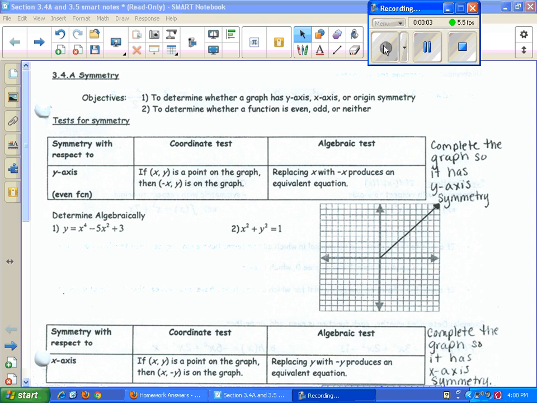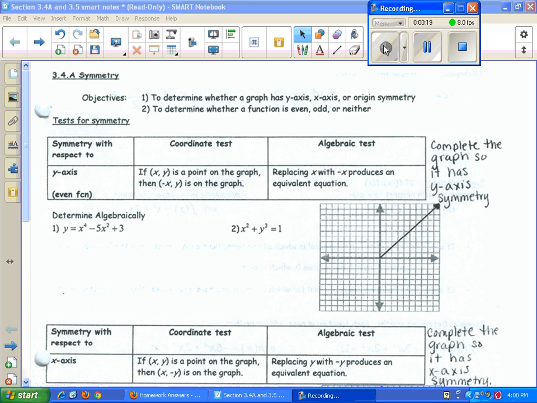Section 3.4a, Symmetry. Our objectives are to determine whether a graph has y-axis, x-axis, or origin symmetry, and to determine whether a graph of a function is even, odd, or neither. First, we're going to look at tests for symmetry.